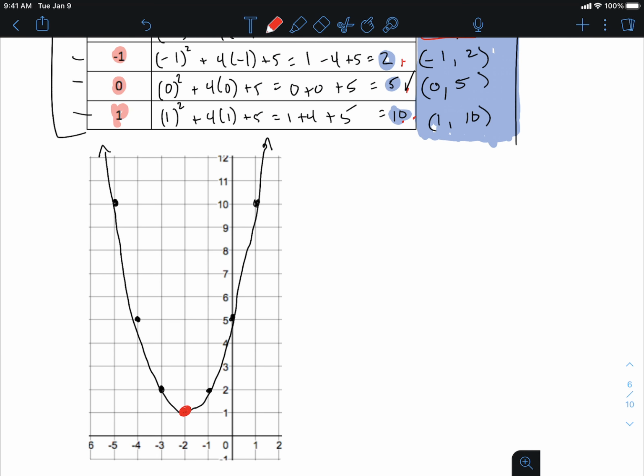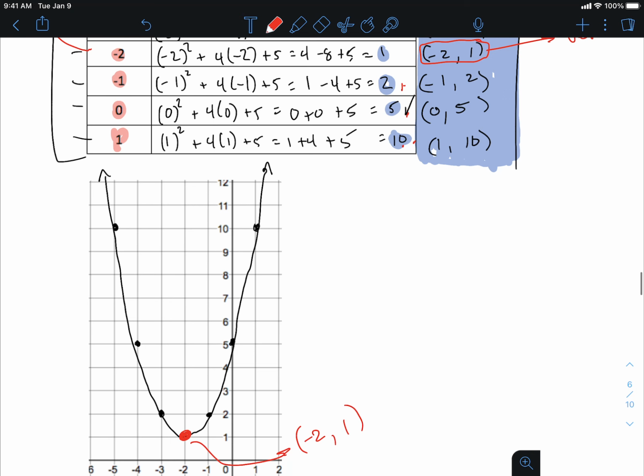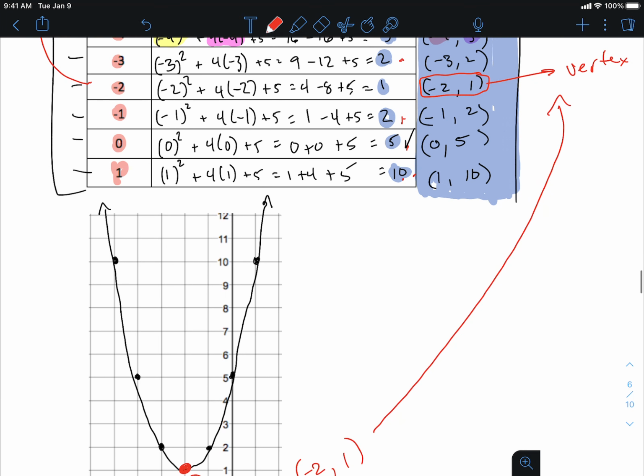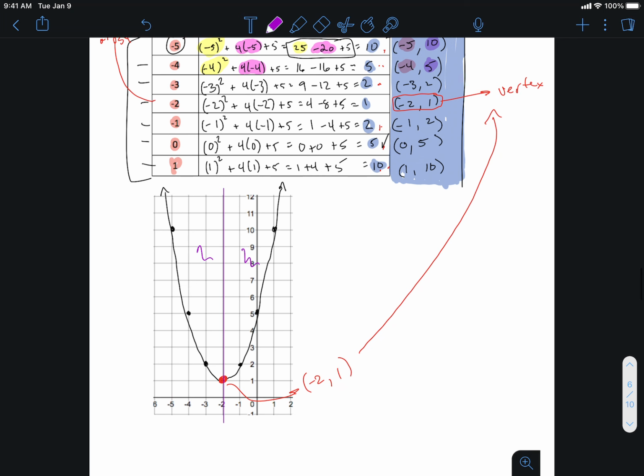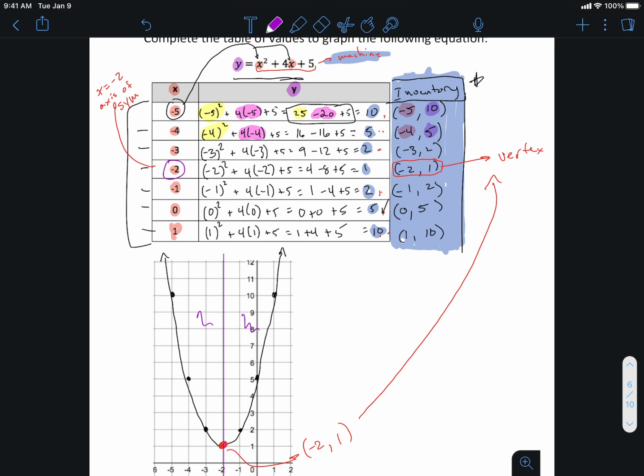What is the vertex? -2, 1. Where's that? Oh, right here. We identified it from the table already. What's the axis of symmetry? Axis of symmetry is x equals -2. It splits the graph into 2 equal pieces. Where's x equals -2? Oh, it's right here. That's what we said already.